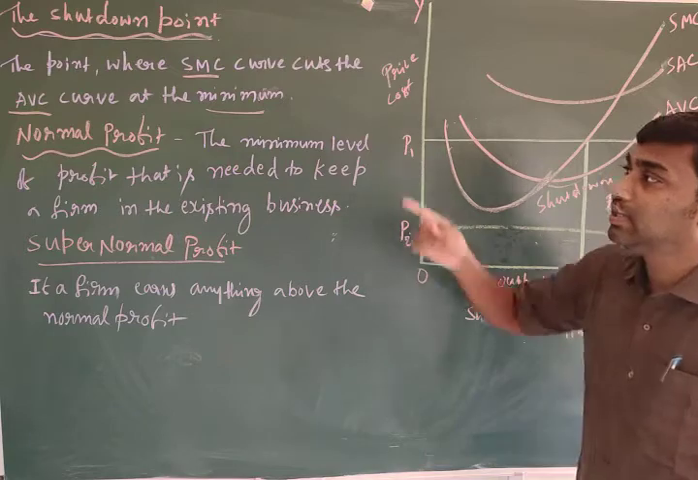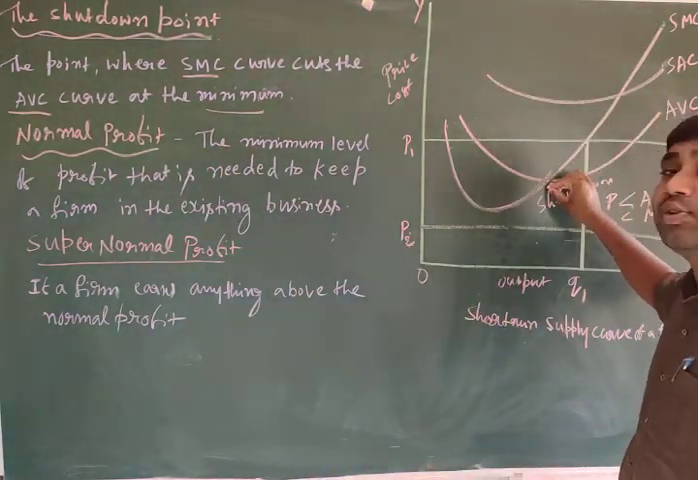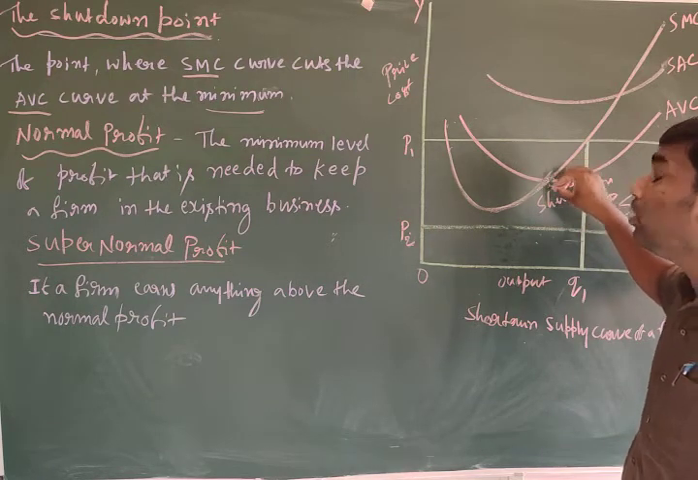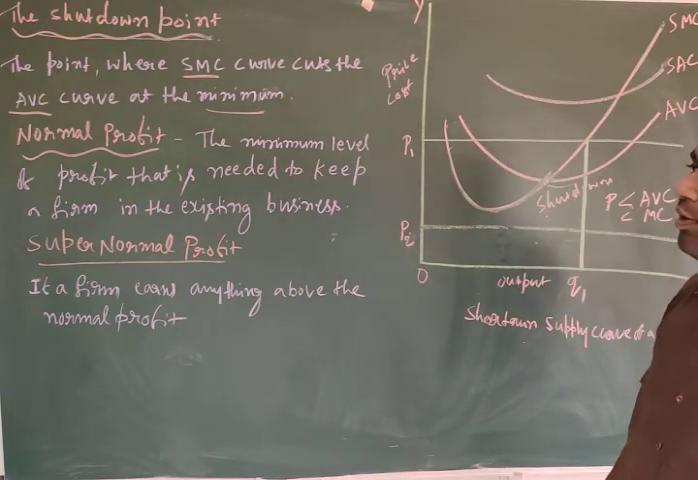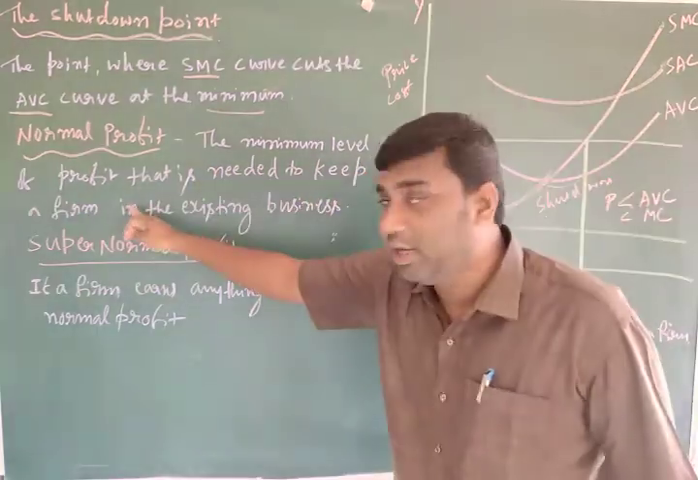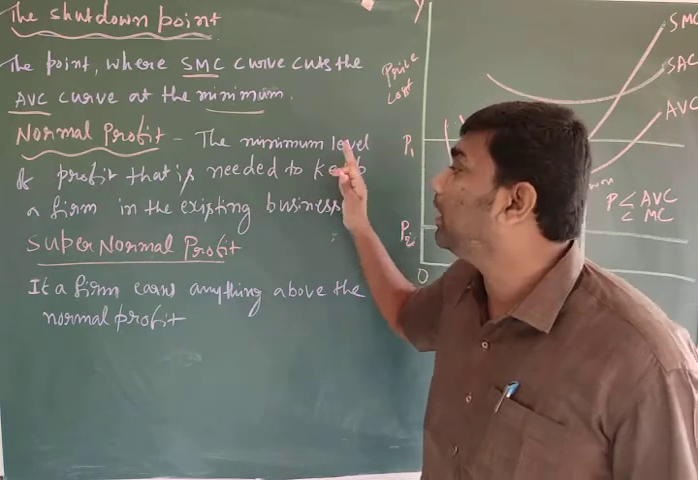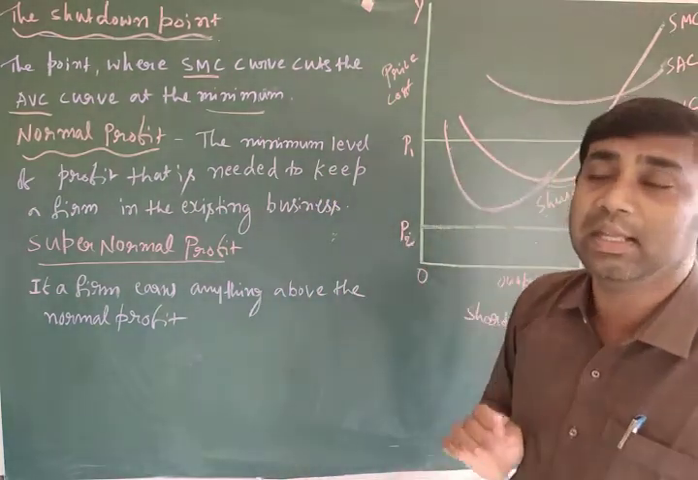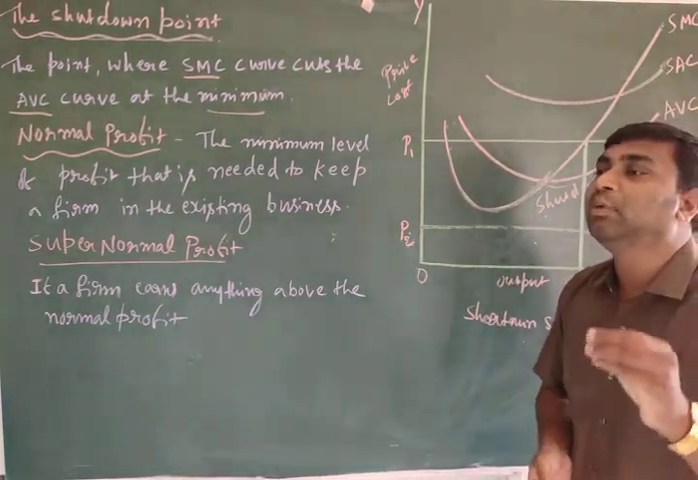And the second one is normal profit. If the firm continues the production below the shutdown point, it will get a loss. Next is normal profit. What is the meaning of normal profit? The minimum level of profit that is needed to keep a firm in the existing business. In other words, a minimum level of profit.